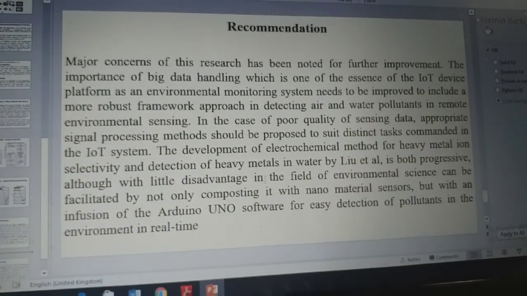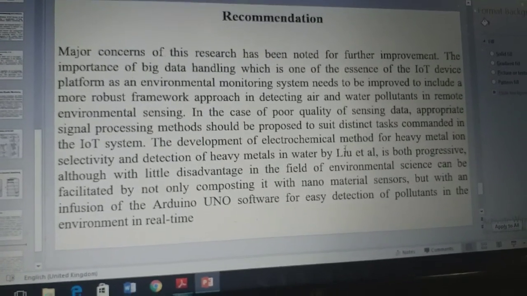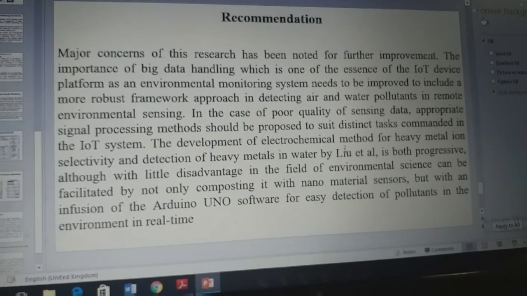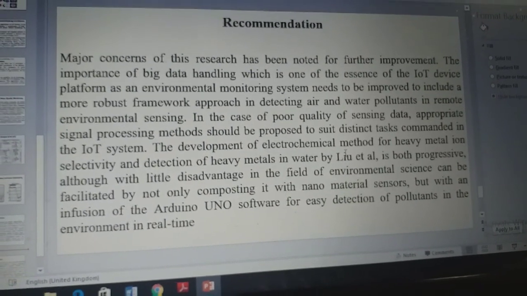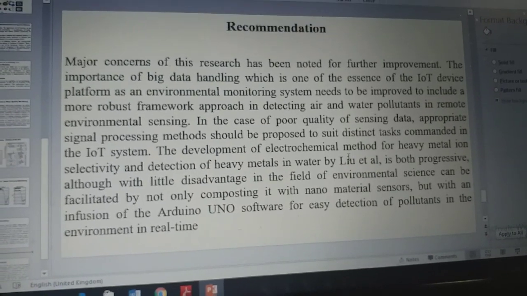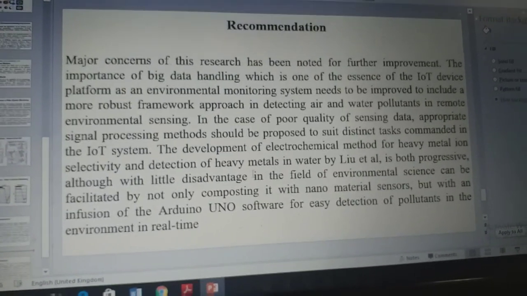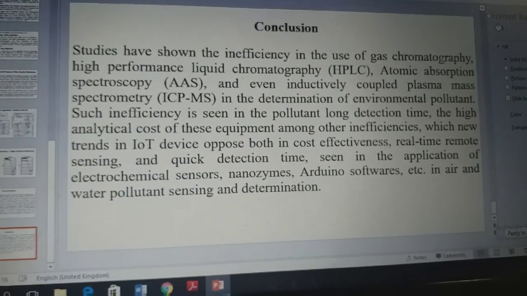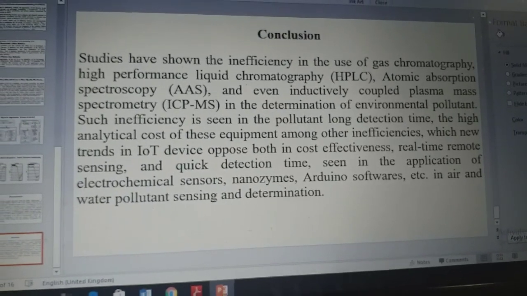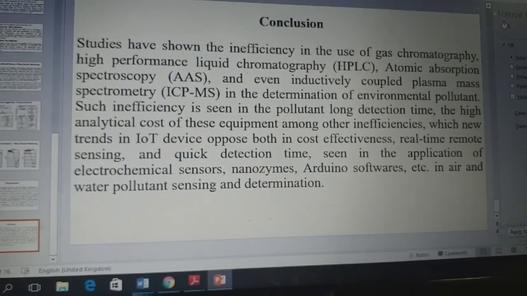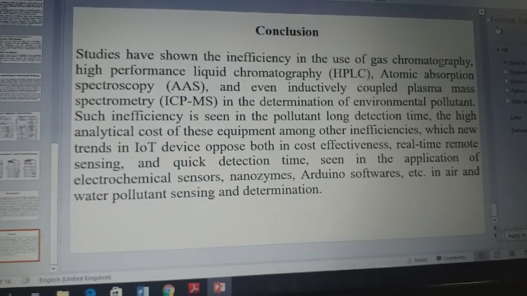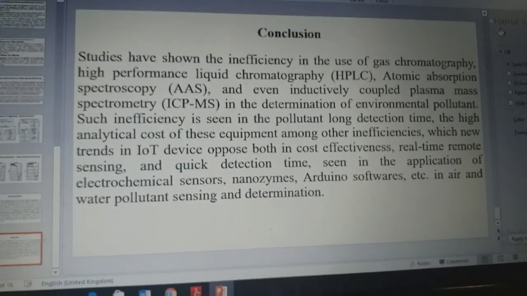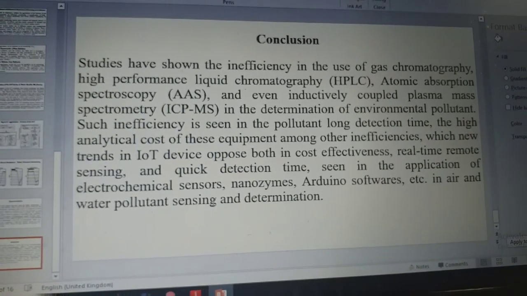So in conclusion, the recommendation is that a conjugation of these software tools, especially the Arduino and the wide area network, should be connected to chemical materials, like the nanozymes and electrochemical sensors, for faster detection of results. We believe that this new system is more efficient than AAS, GC and all of that, because of its cost effectiveness, especially if you're using chemical materials.